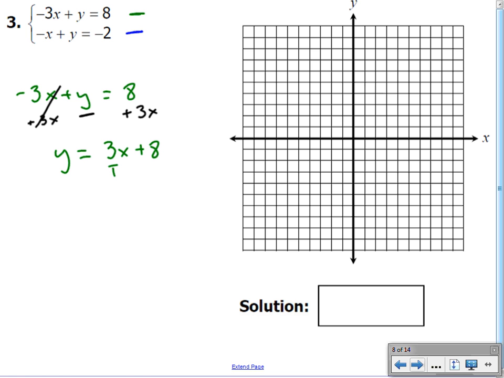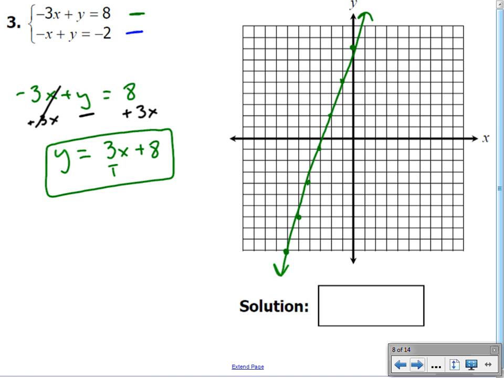So when I do this, I get y equals 3x plus 8. Okay, well now I have an equation I can actually graph. Y-intercept of 8, slope of 3. So up 3, right 1 doesn't fit, so we have to go down 3, left 1. All right, so here's our equation.